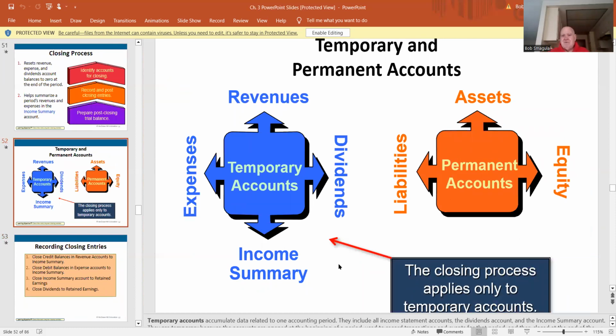Temporary and permanent accounts. Temporary. Those are the ones that we are going to close. And what did I say the temporary accounts are? The temporary accounts are your income statement items, all the revenues and expenses. And we got to close the dividends too. And you'll see that when we get there. The closing process applies only to temporary accounts. At the end of the month, all your revenues and expenses have changed to 0.